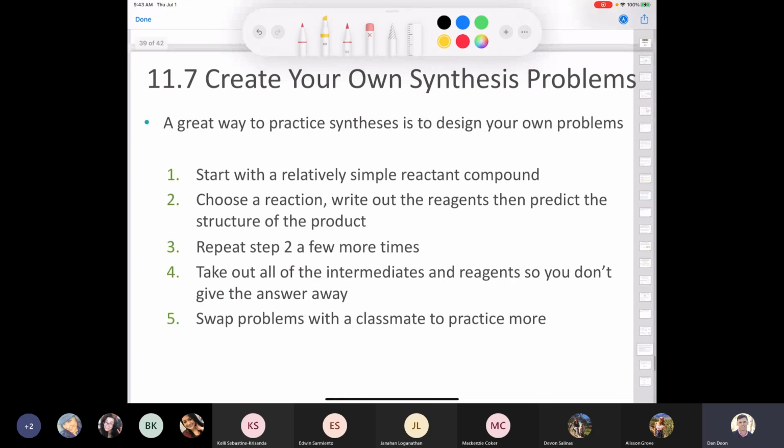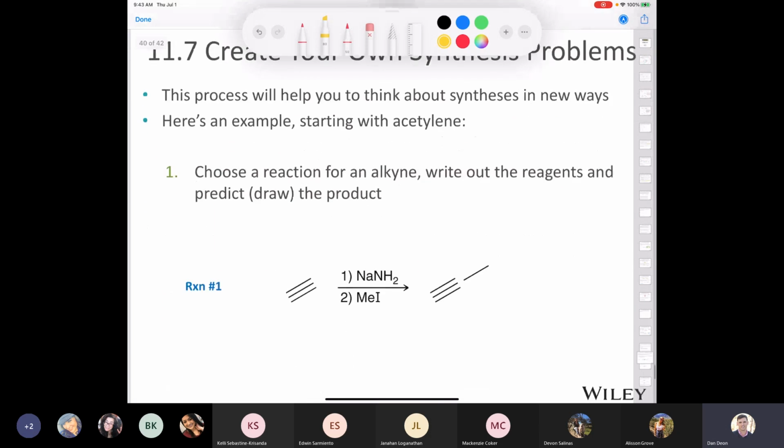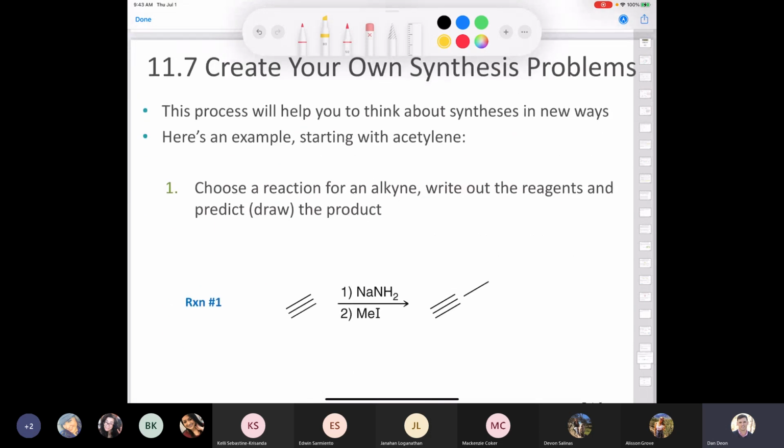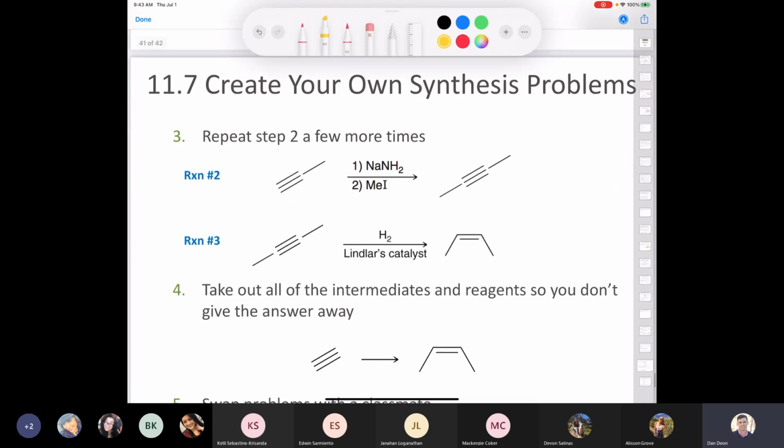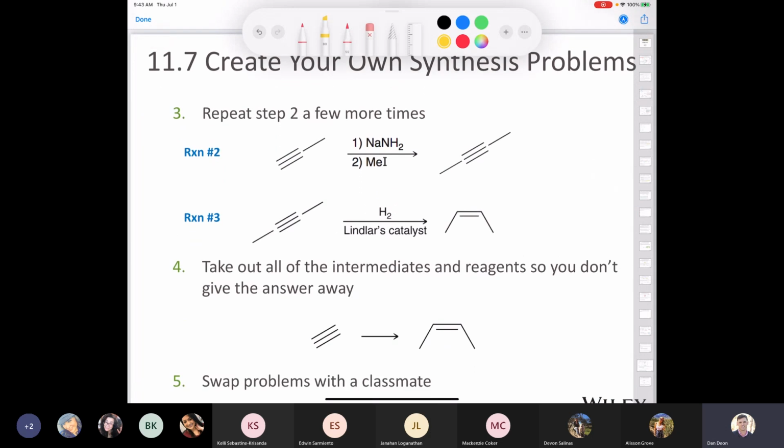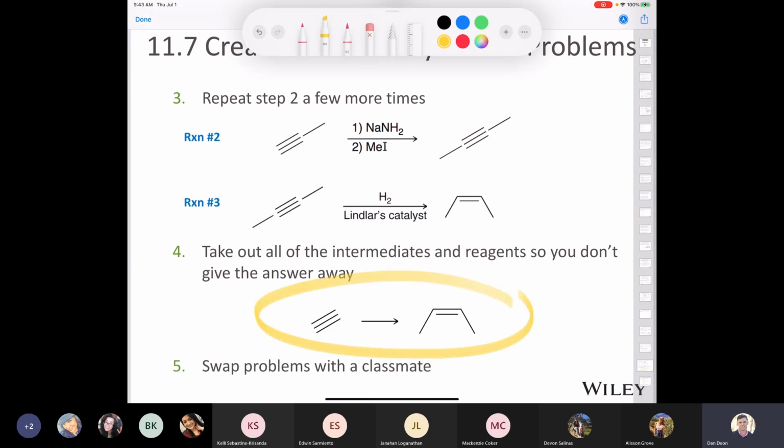And something that you could do, I don't force my students to do this in any way, is make your own synthesis problem. Start with something that's really simple, do a little reaction to it, and then just keep doing reactions to it. And then you take out all the reagents and give it to a friend and just say, hey, could you solve this problem? There's an example here: let's say you started with acetylene, then you alkylate it, then you alkylate it again, then you reduce it, and then you give that to a friend and say, could you solve this problem? Or maybe you just hide it from yourself overnight and try to solve it in the morning and see if you could do that.